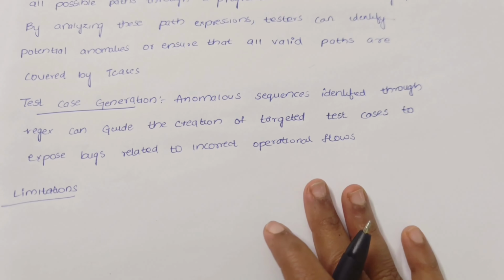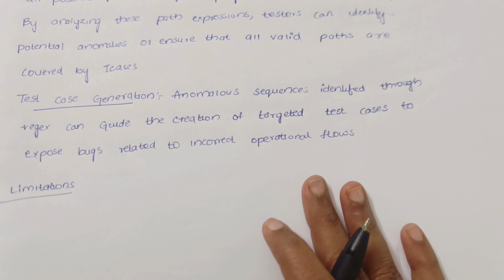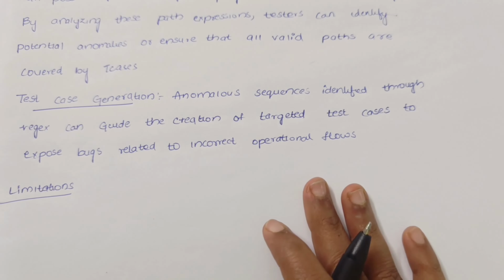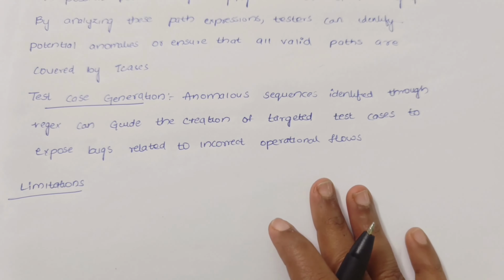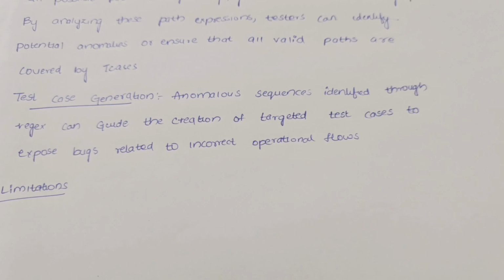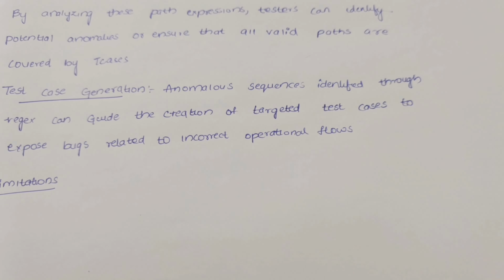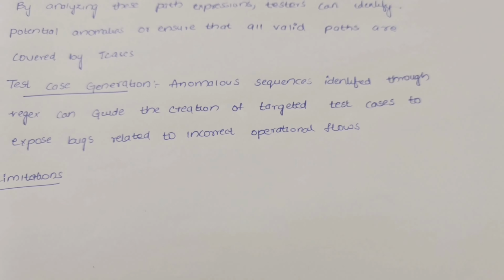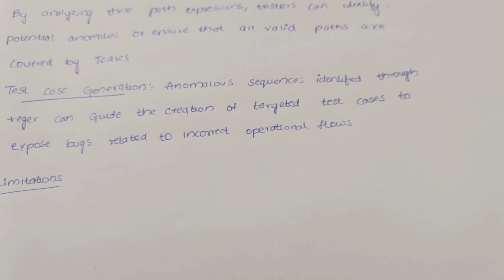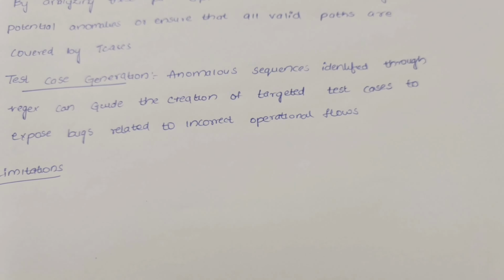And test case generation. Anomalous sequences identified through regular expressions can guide the creation of targeted test cases to expose bugs related to incorrect operational flows. As I told previously, anomalies are the expressions which are not suitable in the pattern or program, and these can be detected and flagged. Through this, anomalous sequences are identified for the creation of targeted test cases that expose bugs related to incorrect operational flows.